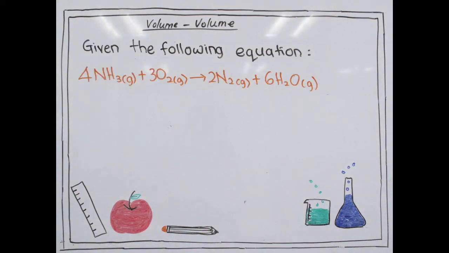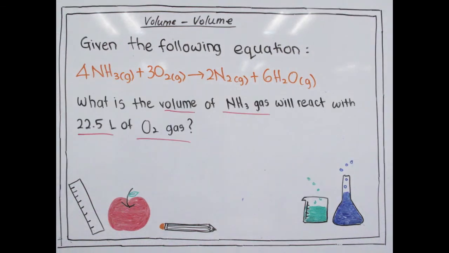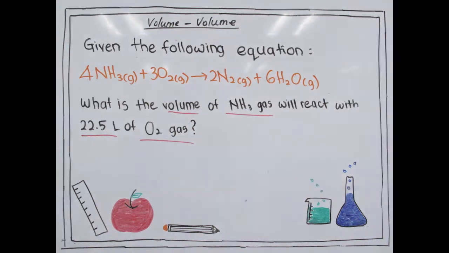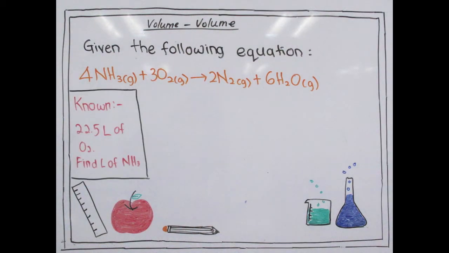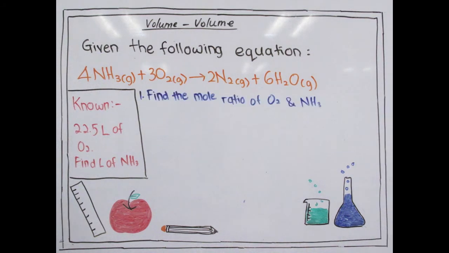Now let's look at example number 2. We have 4 moles of NH3, 3 moles of oxygen, 3 moles of nitrogen, and 6 moles of water. The question being, what is the volume of NH3 gas that will react with 22.5 liters of oxygen gas? Let's list down the things we know. It is 22.5 liters of oxygen, and we need to find the liters of NH3, which is ammonia.